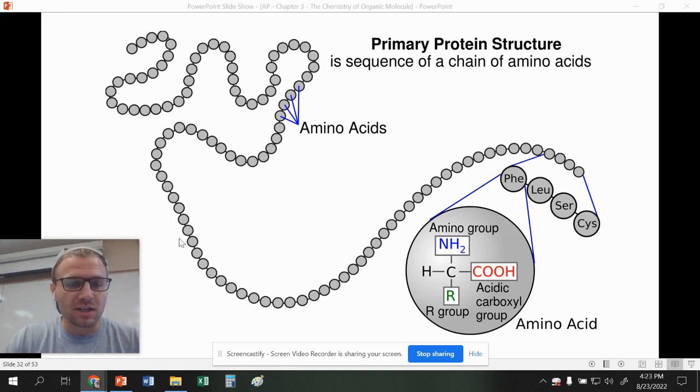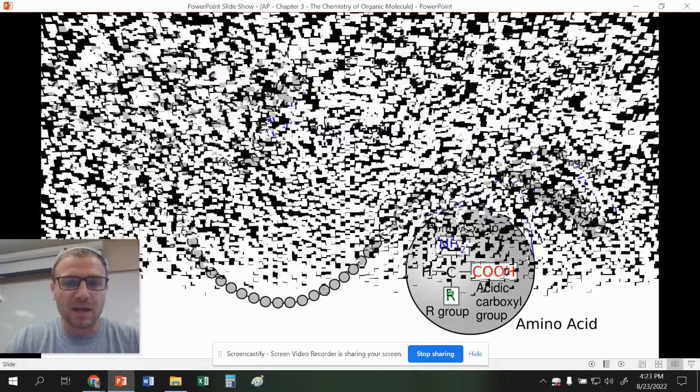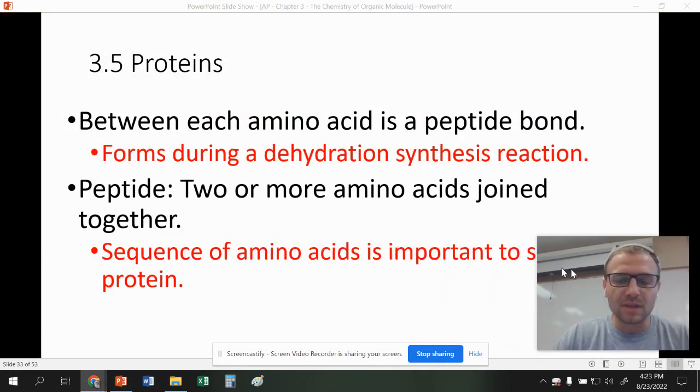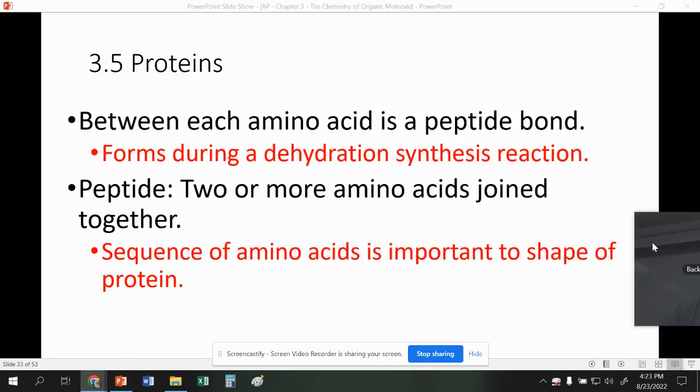You can see it almost looks like a chain of these little circles. They're like a chain of amino acids. Let's go over what an amino acid is, though. Oh, before we do that, between each amino acid is a peptide bond. This is created during a dehydration synthesis reaction. These peptide bonds are just covalent bonds. They're just specifically named to be between amino acids in a protein. So if you ever see peptide, think protein.